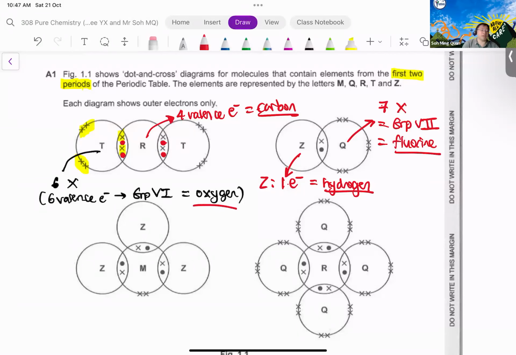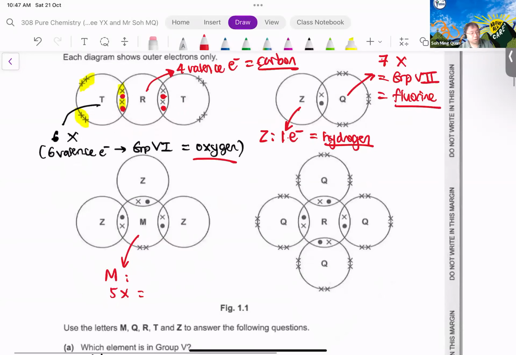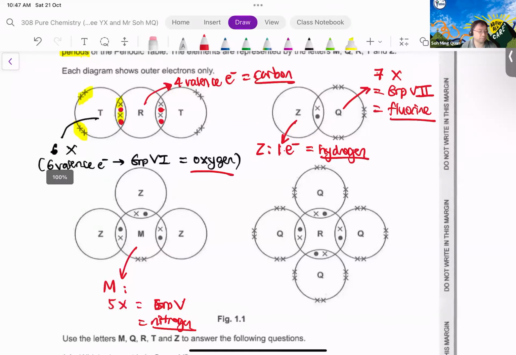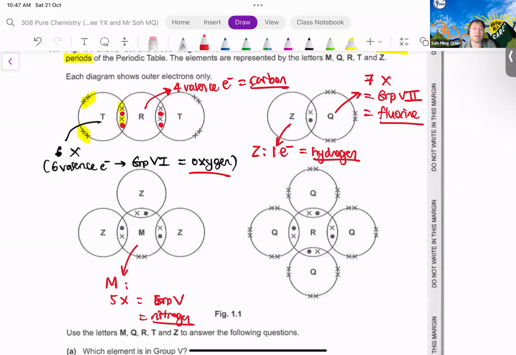So once you have worked out the identities of the 4 elements, okay, still got one more, sorry, M. M has 5 crosses, meaning M is group 5. Nitrogen. Did I miss out anyone? No. Okay. So these are the 5 elements, right? Once you have worked out the 5 elements, the rest is ultra simple.